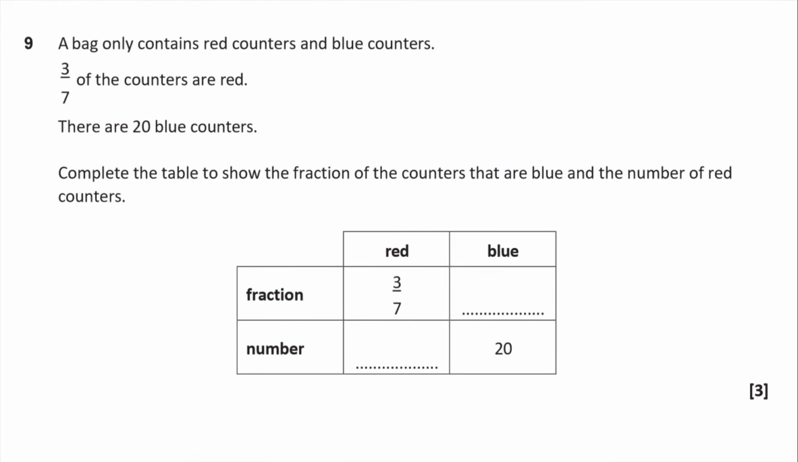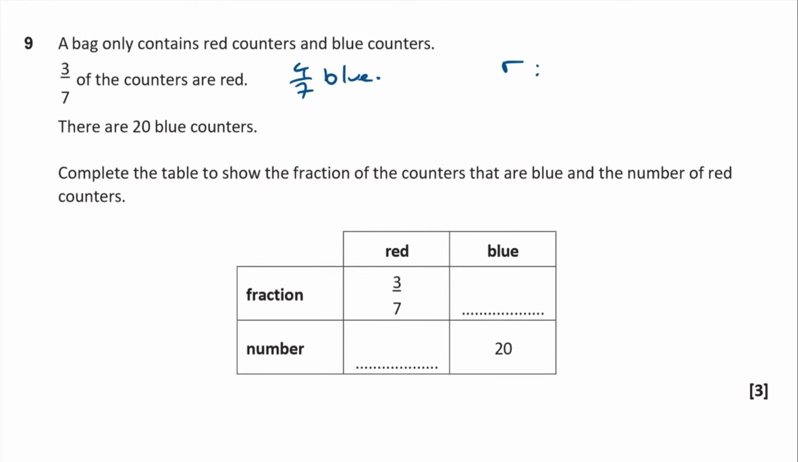Question 9. A bag only contains red counters and blue counters. 3/7 of the counters are red. There are 20 blue counters. Complete the table to show the fraction of the counters that are blue and the number of red counters. Okay, well, if 3/7 of the counters are red, then it makes sense that 4/7 of the counters are going to be blue then, aren't they? Because 3/7 and 4/7 make 7/7, which is everything.